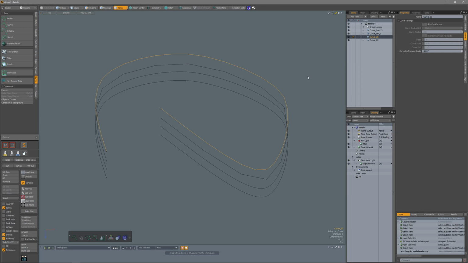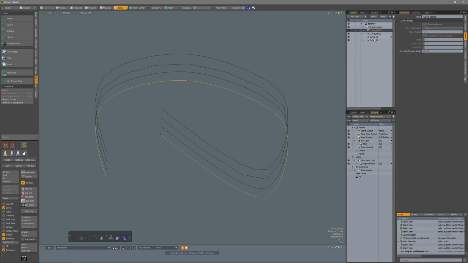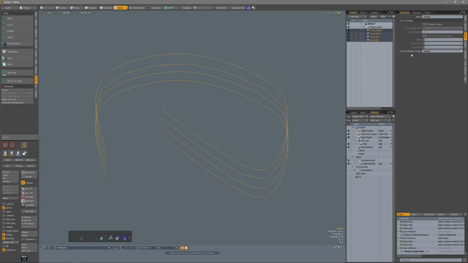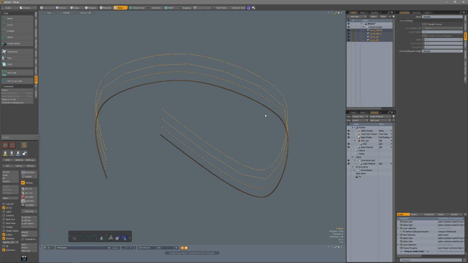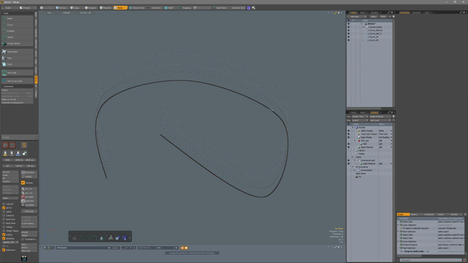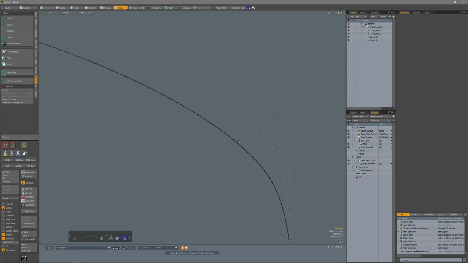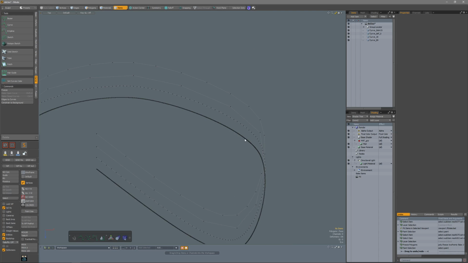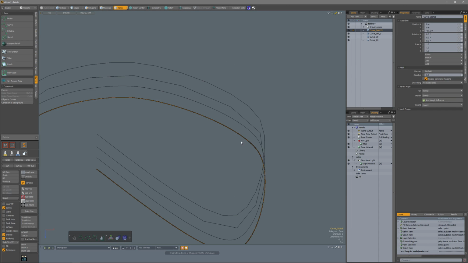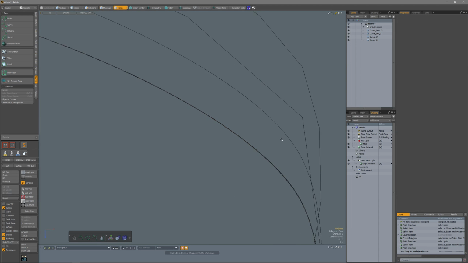Also, freezing the curves will have an influence because of the curve refinement angle. So when I go to geometry and freeze curves as 2-point polygons, okay. And now you really see the difference. So this one, and I can select it in the viewport. So that's the first one, that's the 0.15.